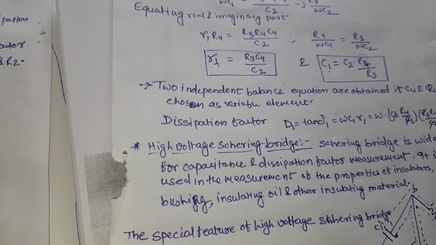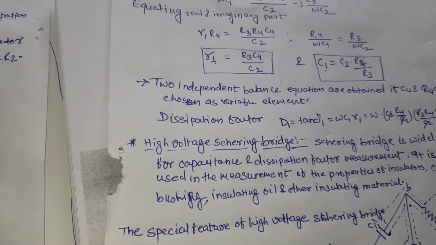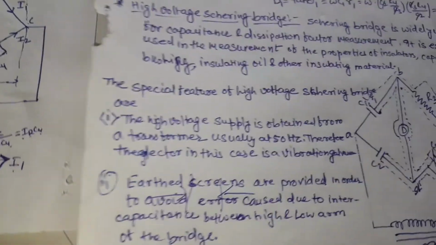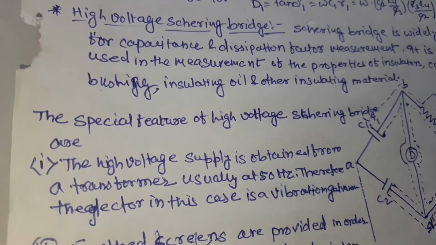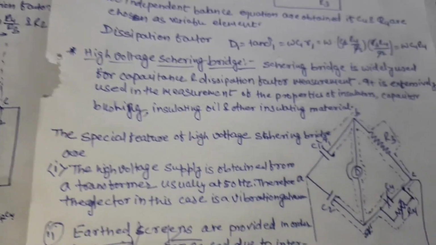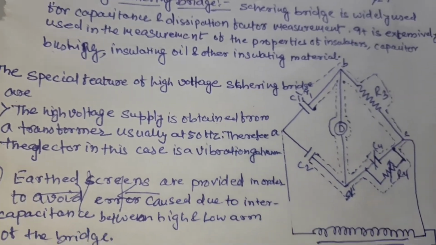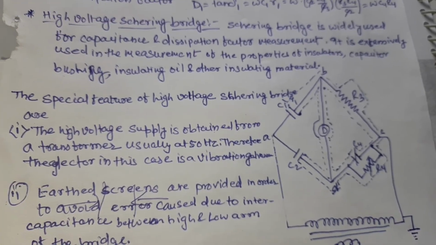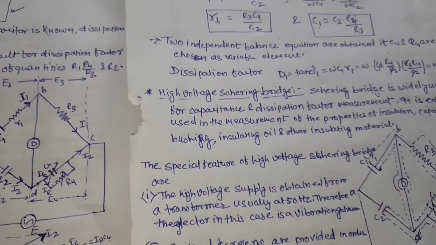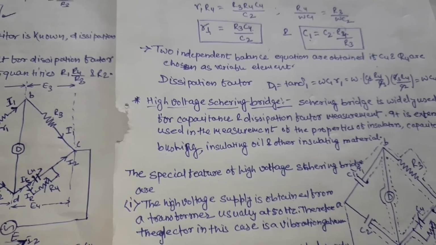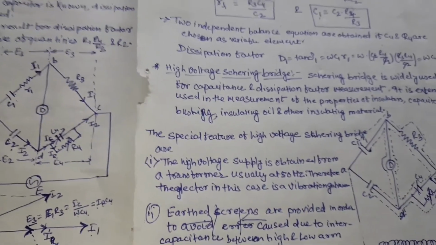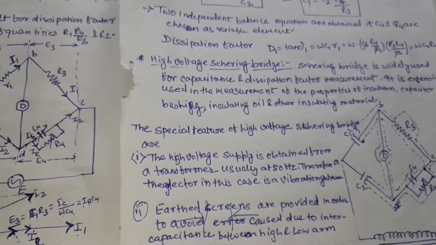It is also useful for the measurement of high voltage capacitors, mainly in high voltage circuits. So the Schering bridge is used for capacitance in high voltage circuits. The modified Schering bridge is used for high voltage. The high voltage Schering bridge is mainly used for the measurement of properties of insulators, capacitor bushings, insulating oil and other insulating materials.